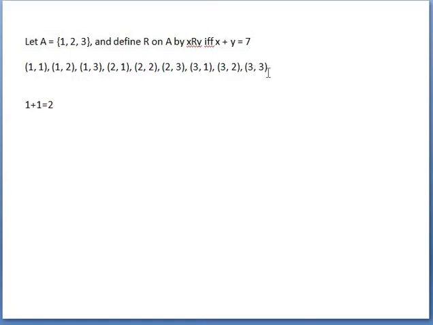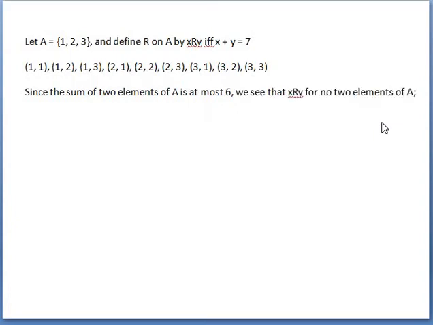Here I have written 1 plus 1 is equal to 2, 1 plus 2 is equal to 3. So we have verified that the sum of two elements of A is at most 6. So 6 is the highest. When we add 3 and 3, we get 6. But here we are not getting the sum as 7. Is it clear? So we see that x R y for no two elements of A.